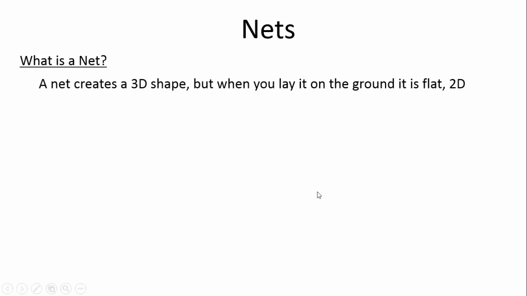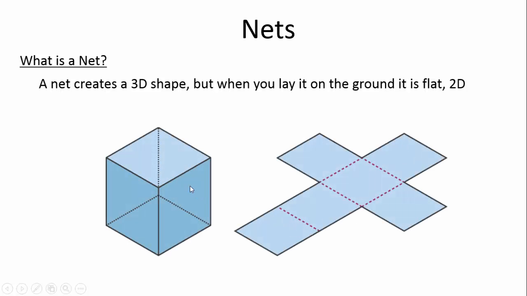A net creates a 3D shape, but when you lay it on the ground, it is a flat 2D shape. For example, we have a square here, or a cube, and that's laid out, and you can see that if you fold these sides up, they will create the sides of the cube, and then that will create the cover. The dotted lines are where you fold it. Why don't you cut across like this and see if you can create a cube?